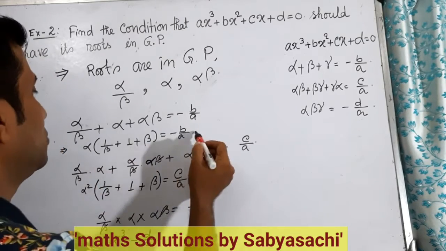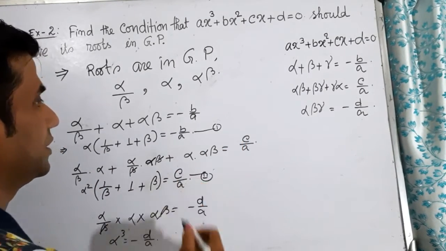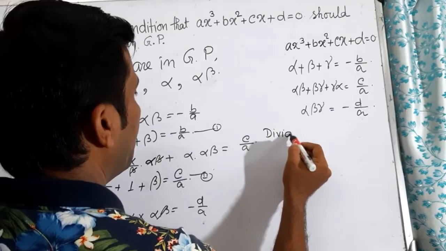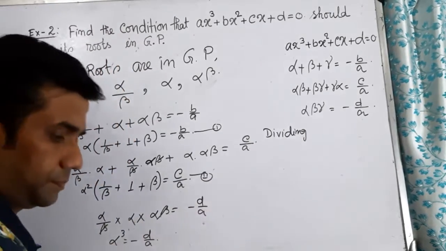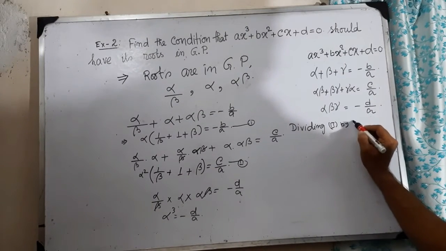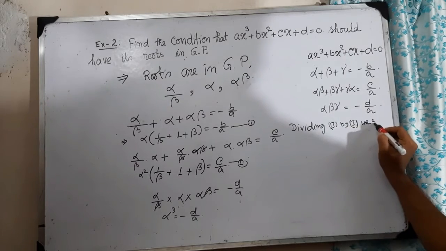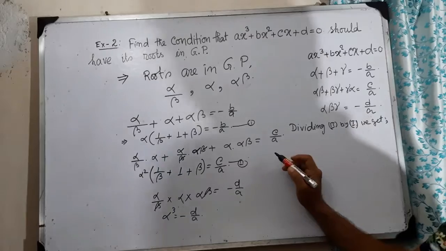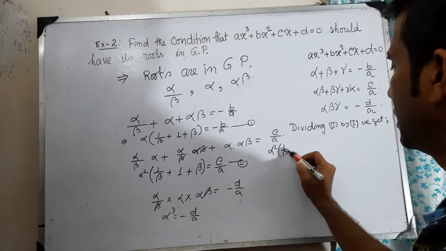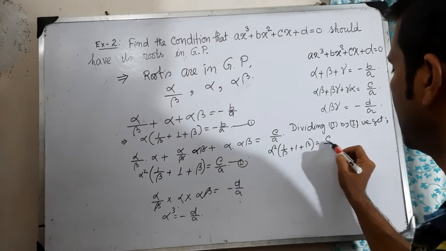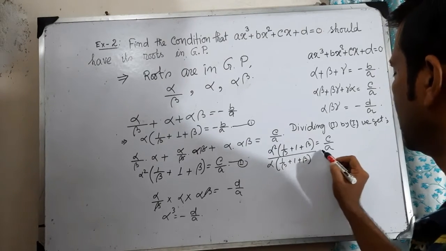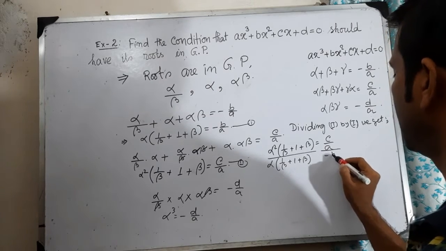Now from these two, 1 and 2, dividing 2 by 1, we get alpha²(1/beta + 1 + beta) is equal to c/a, divided by alpha(1/beta + 1 + beta) is equal to -b/a.